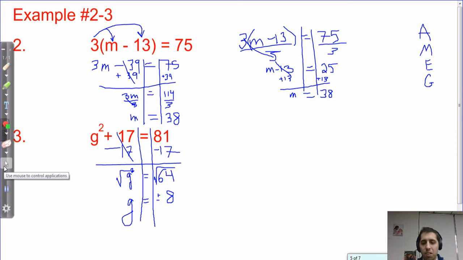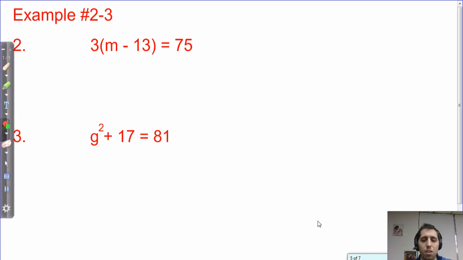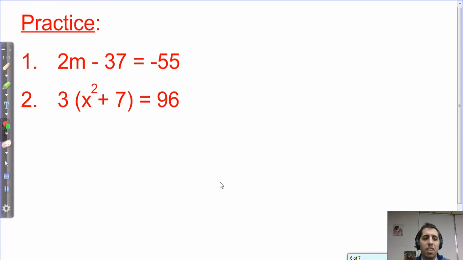Okay, hopefully you have all those down. As always, I'm going to leave you with some problems to do on your own. Here they are. Number 1: 2m minus 37 equals negative 55. And number 2 is 3 times the quantity of x squared plus 7, all equals 96.